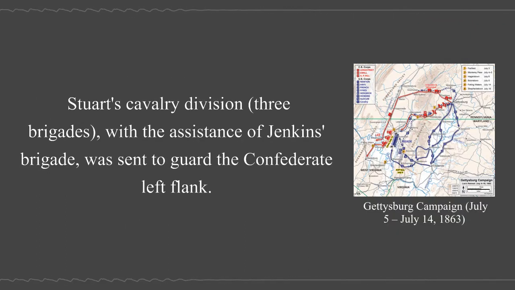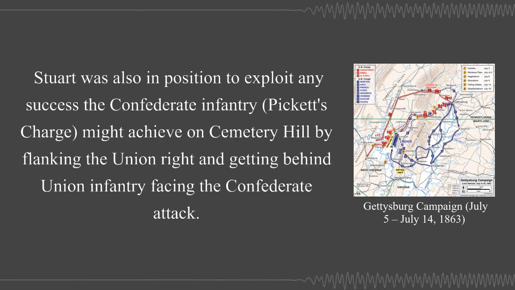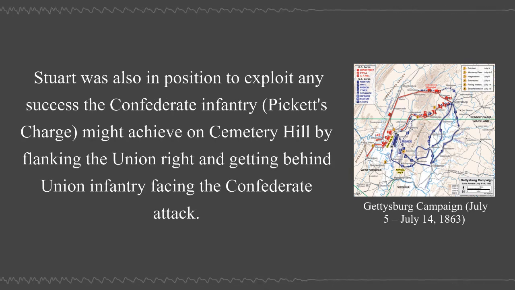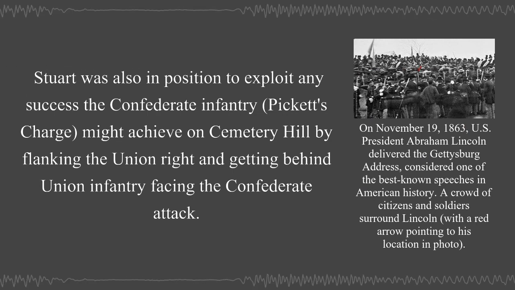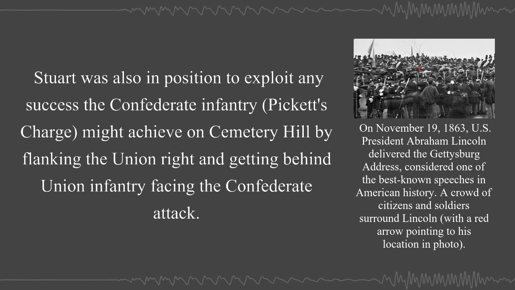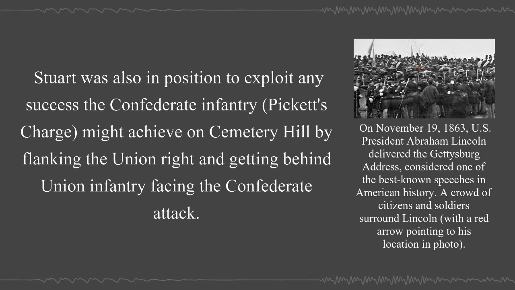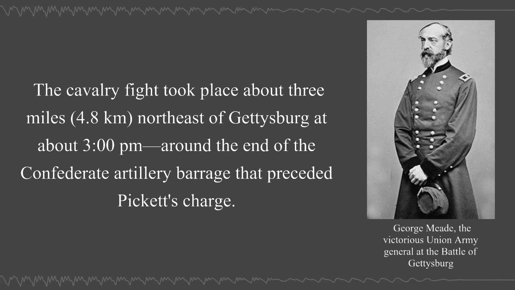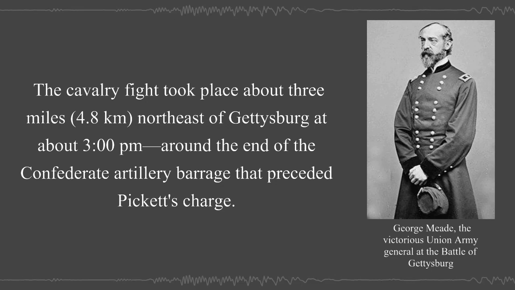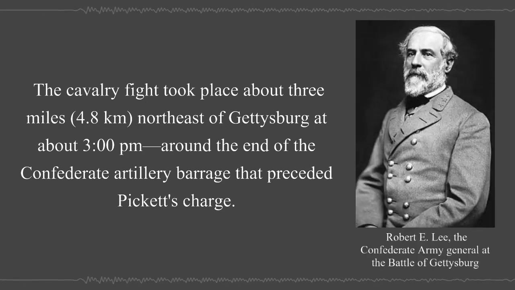Stuart's Cavalry Division, 3 brigades, with the assistance of Jenkins' brigade, was sent to guard the Confederate left flank. Stuart was also in position to exploit any success the Confederate infantry, Pickett's charge, might achieve on Cemetery Hill by flanking the Union right and getting behind Union infantry facing the Confederate attack. The cavalry fight took place about 3 miles, 4.8 km, northeast of Gettysburg at about 3:00 p.m., around the end of the Confederate artillery barrage that preceded Pickett's charge.